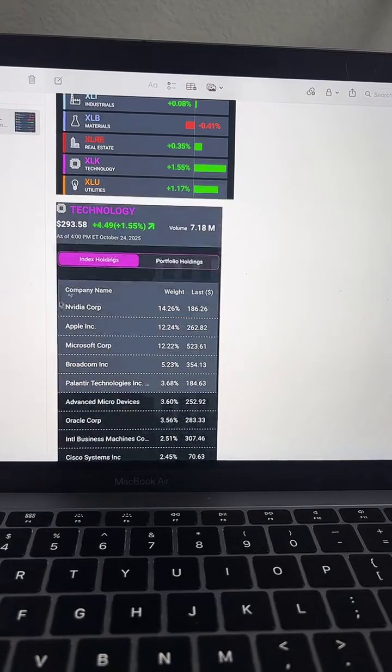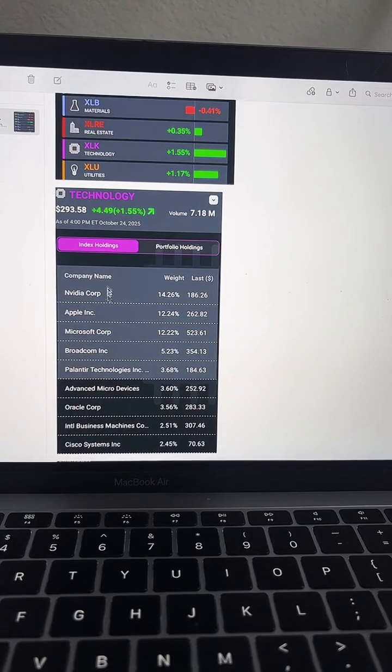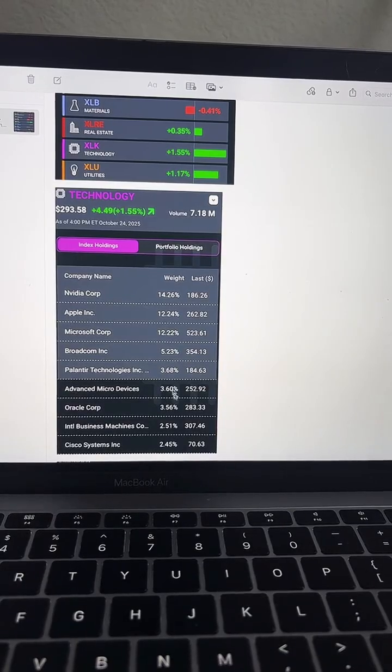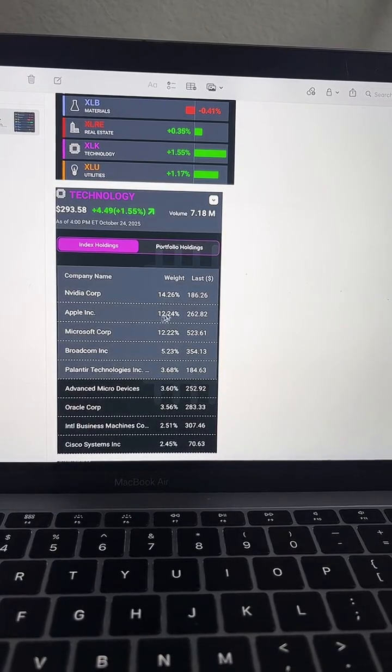Within that app, once you click on the tech sector, it's going to give you the top holdings of that sector. So in the tech sector, you have NVIDIA, Apple, Microsoft, Broadcom, Palantir, Advanced Micro Devices, AMD, Oracle, and so on. NVIDIA is the top holding, so NVIDIA will move it the most, and then so on, referencing the weight of whatever stock.